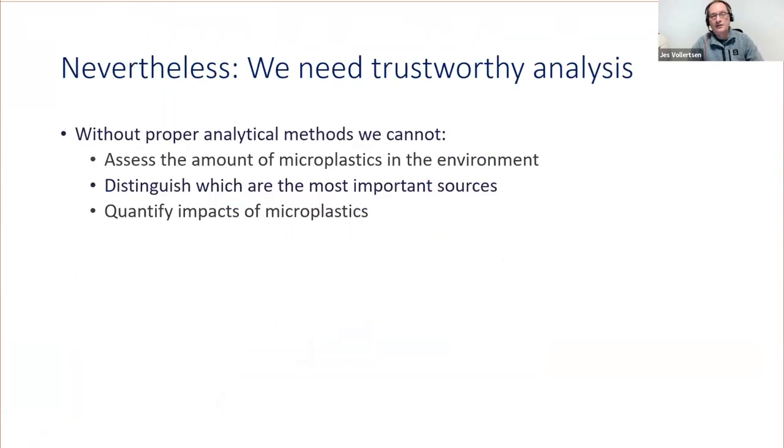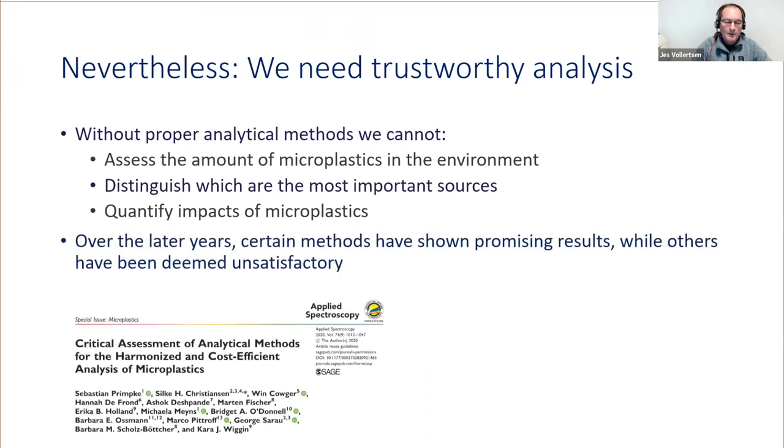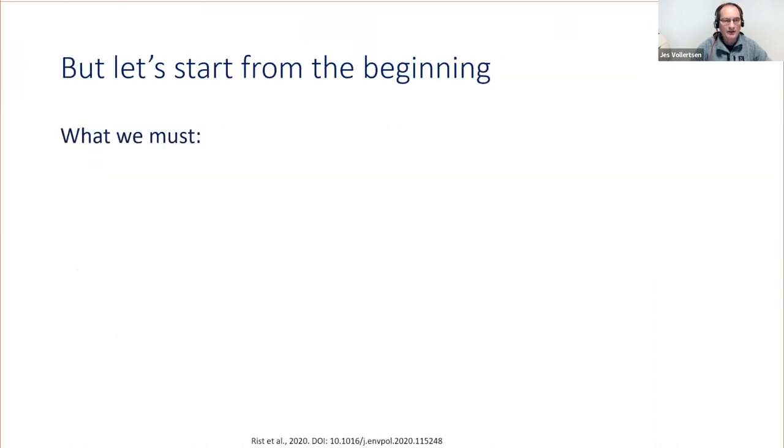However, when this is said, we still need trustworthy analysis, because we need to be able to assess what is in the environment. We need to be able to distinguish between sources, and we need to quantify impacts. And we are, of course, getting much better at this. We know today what is a good idea to do when you analyze and what is not a good idea to do. So slowly, there is developing a consensus on how you should do this. And this will then ultimately, of course, also lead to some standardization.